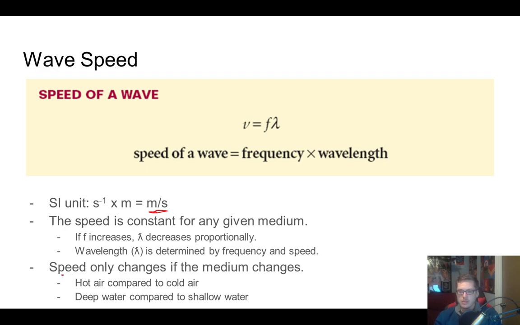So your speed can only change, you can only make your thing go faster or slower, if the medium itself changes. You can change your medium simply by changing temperature. Hot air is much less dense than cold air, and so the speed of your wave travels much differently in hot versus cold air. Same thing with deep water compared to shallow water, and the temperature differences in the density also change as well.